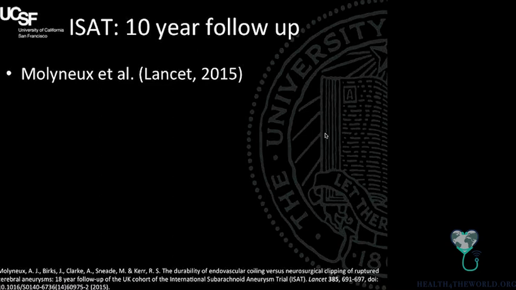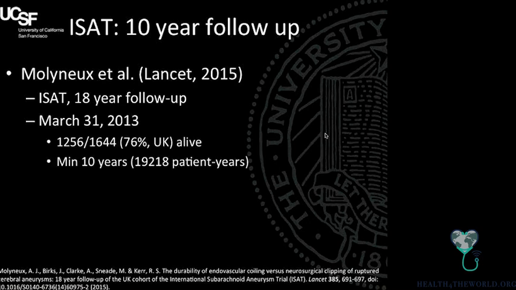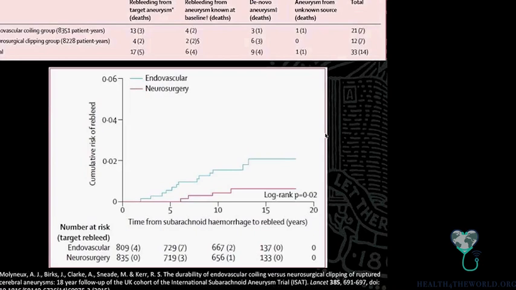ISAT is now at least 10 years old. They have enough data to make informed statements on patients with 10 years of follow-up. This was a paper published 18 years after its conception in the Lancet just last year. You can see here the data on the number of patients that they looked at. And what you're seeing here is a busy slide, but this is the time from subarachnoid hemorrhage to rebleeding, and this is the endovascular arm in blue, and this is the clipping arm in red. And what they found was that rebleeding does in fact occur with high statistical significance more in the endovascular treated arm than the neurosurgical or open surgical arm.